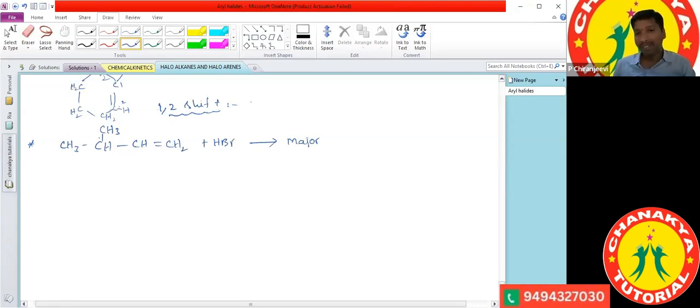So we can convert the secondary carbocation into tertiary carbocation. We can convert the secondary carbocation to tertiary carbocation. How can we convert? By shifting either the hydrogen, methyl group, or phenyl group. Anything can shift based on the condition. Okay, so that is a condition.